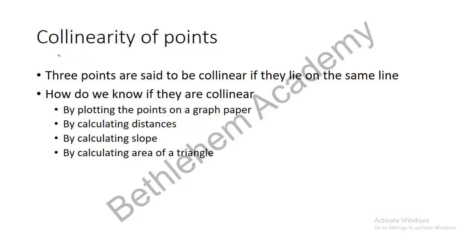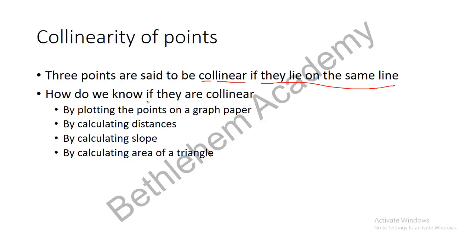Today we will look at collinearity of points. Collinearity of points means, let's say, three points are said to be collinear if they lie on the same line. So if a given number of points, maybe 3 or 4, lie on the same line, they are said to be collinear. That is what collinearity means.